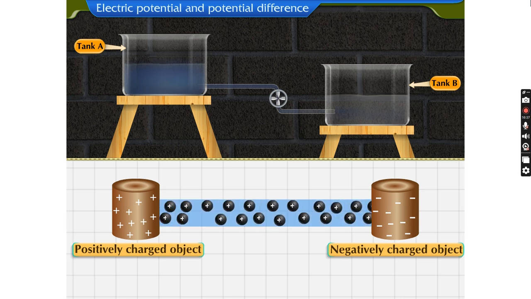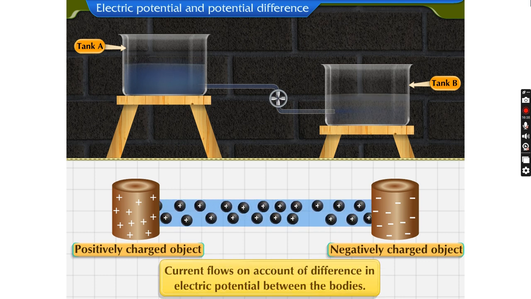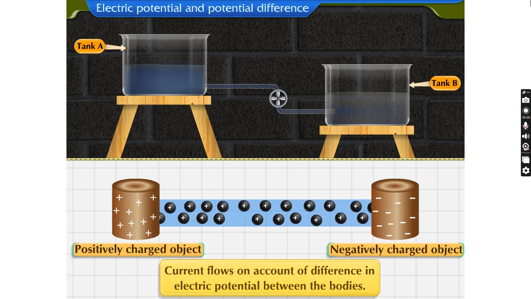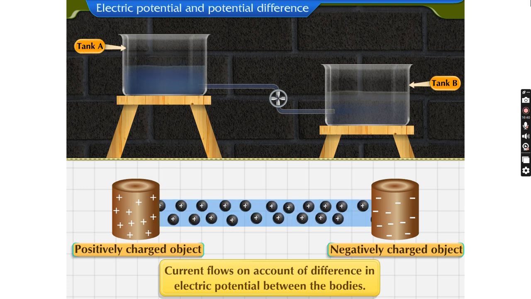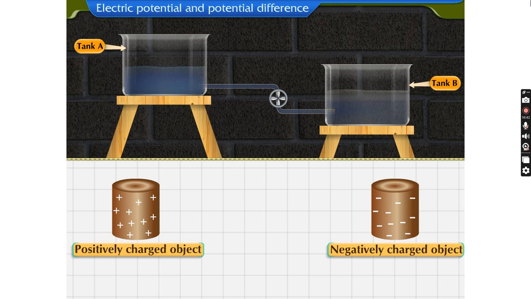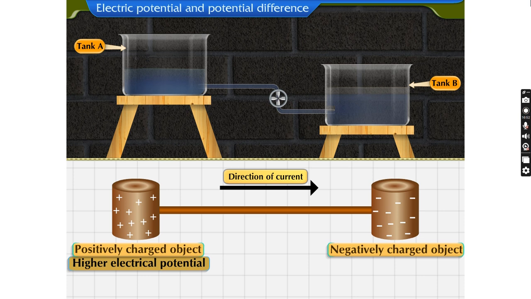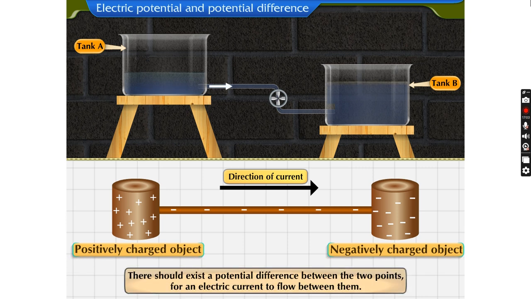In the same way, current flows on account of difference in electric potential between the bodies. When positive charges accumulate on a body, it is said to be at higher potential. If we connect this body to an uncharged body or a body with lower potential with a metal wire, there would be a flow of charge. Hence, there should exist a potential difference between the two points for an electric current to flow between them.